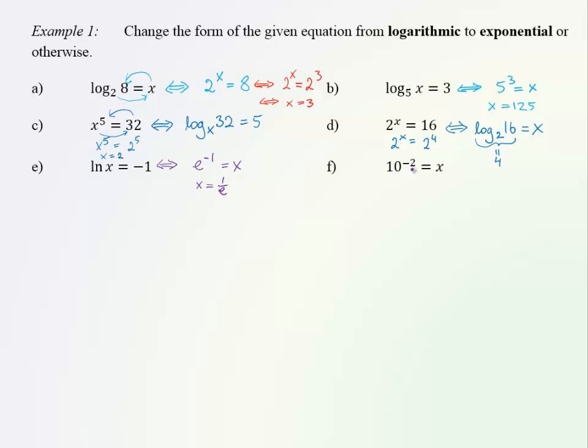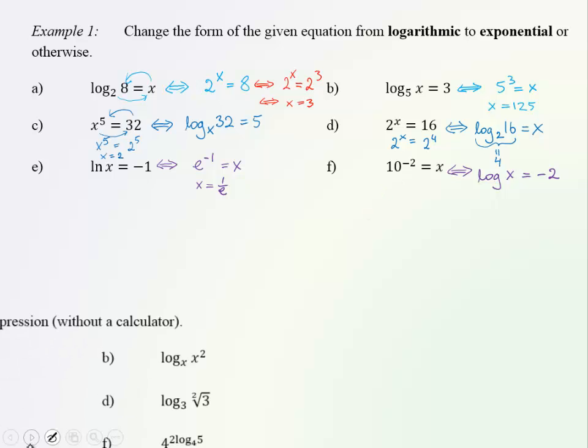And finally, here the x is already solved for, but still we need to change it to logarithmic form. How would this look? Well, start with the base, so it's log with base 10. I don't need to mention 10 because that's a common logarithm: log of x is equal to negative 2. That's the equivalent logarithmic form of the given exponential equation.